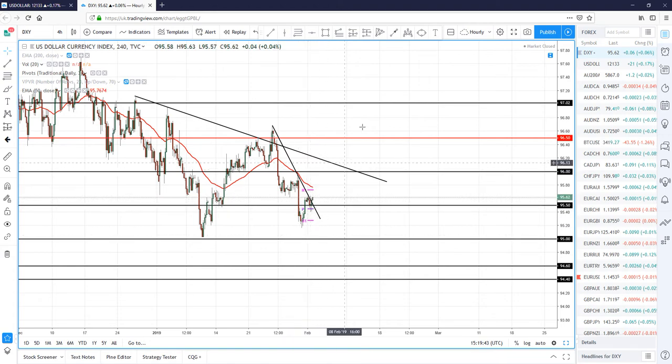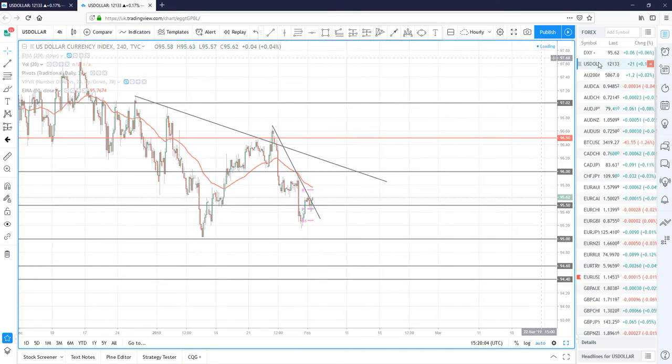If we break this area here, just this area around here, we've got 96 and this longer term downward sloping trend line, then I would say break up, come down, then move back up afterwards. Totally agree. But for me to change my bias from being short the dollar to long the dollar, it has to break this downward sloping trend line here. That's what I'm looking for.